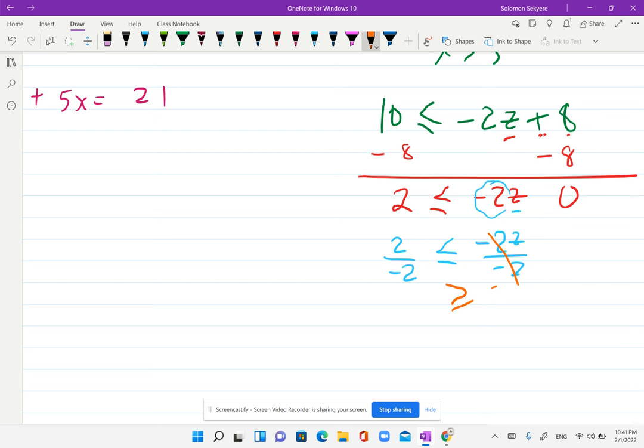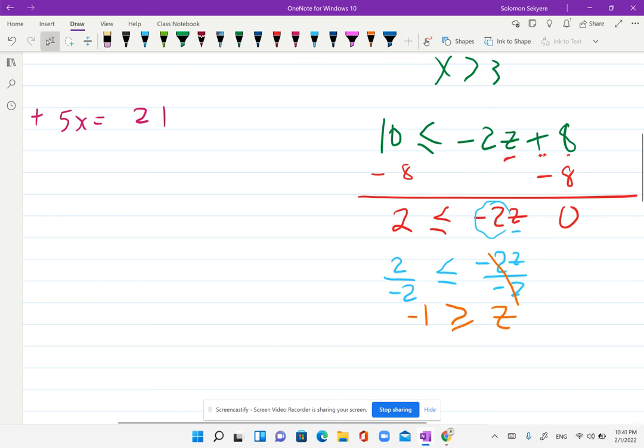That goes away, z, and this is negative 1. Remember, 2 over negative 2 is negative 1. So whenever you divide or multiply by a negative, the sign reverses. That is the difference between inequalities and equations. Okay. All right.